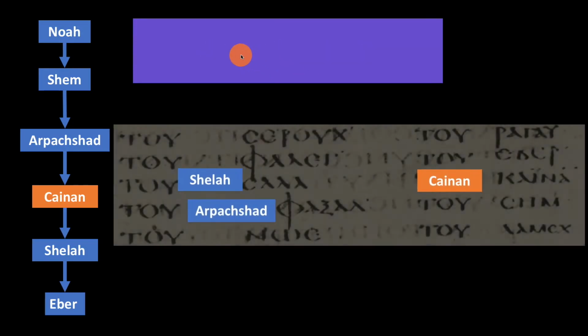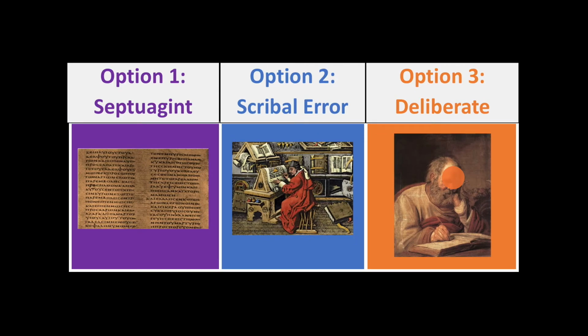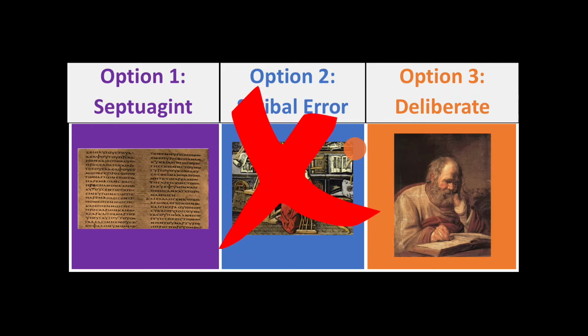When we go to Codex Alexandrinus, we find it goes Sheila, Cainan, Arphaxad. Again, Codex Alexandrinus, a very early copy, has the extra Cainan. So to me, this is all very good evidence that the extra Cainan is original in Luke. So let's go back to our three options, and I think we can safely say that option 2 can be eliminated simply because there are no good early manuscripts of Luke that do not include it.